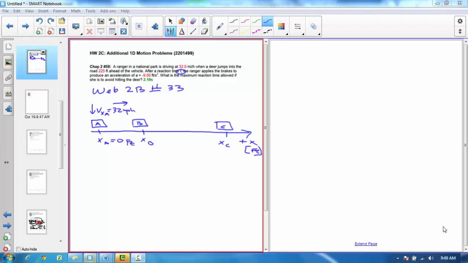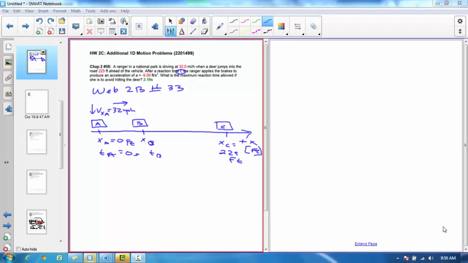And then they spy this deer in the distance. And how far is that deer in the distance? 225 feet. So this is 225 feet. They spy that deer in the distance, but you've got a reaction time. This is TA. This is TG.